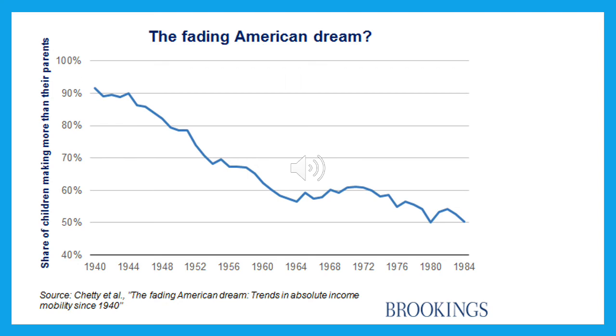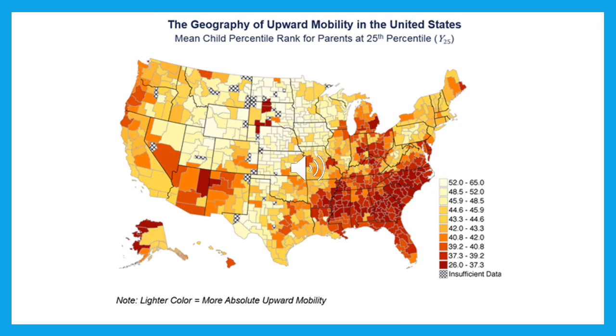parents' generation earned. This graphic shows something a little different. This graphic shows for children whose parents earned at the 25th percentile, meaning they were in the 25% of poorest Americans, the bottom quarter of American earners. For children whose parents earned at the 25th percentile, what is the mean percentile of their earnings? That is, what is the average percentile of earnings for children whose parents earned at the 25th percentile?